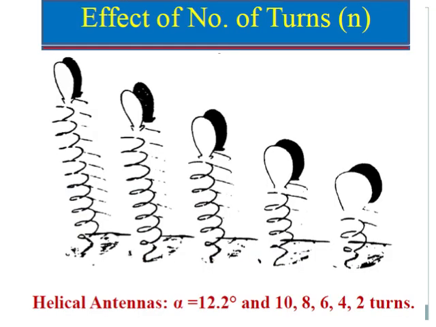This is the effect of the number of turns. As you can see here, this one has more turns, and its radiation pattern is more directed. The number of turns is reduced to 8, then 6, 4, 2. As the number of turns is less, the radiation pattern is broader and not as directed, but as the number of turns is increased, the radiation pattern becomes more directed.